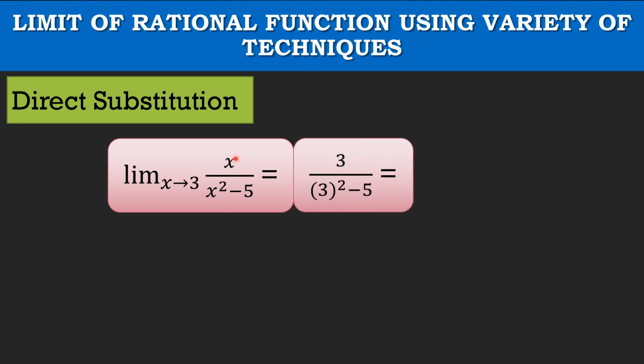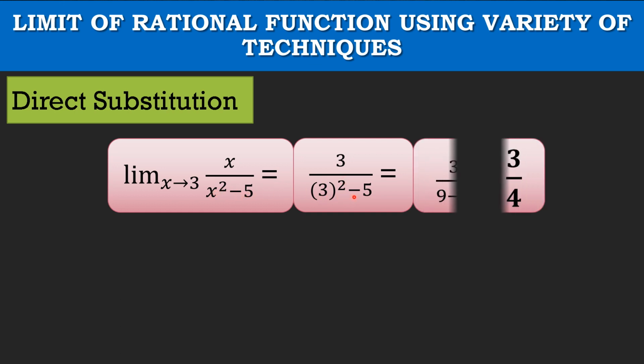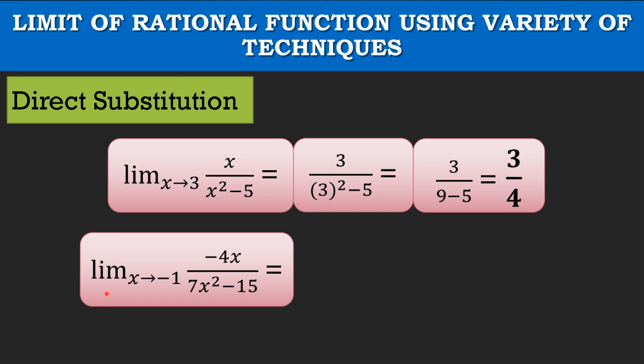So this will become 3 over 3 squared minus 5. And then we need to evaluate this one. So we have 3 over 9 minus 5, or that is 3/4 or 0.75. Hence, limit of x over x squared minus 5 as x approaches 3 is equal to 3/4. That's the final answer. Another one, limit of negative 4x over 7x squared minus 15 as x approaches negative 1.